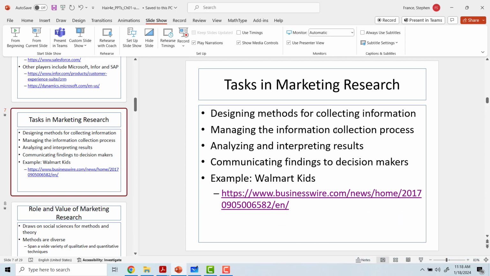We list a few different things: designing methods for collecting information, how to manage the process, analyzing the results, and then eventually communicating the findings. I try not to just read off the slide in these classes, so we're going to do it for the Walmart kids example. Usually I would do this as a discussion, but we'll just do it on the whiteboard.